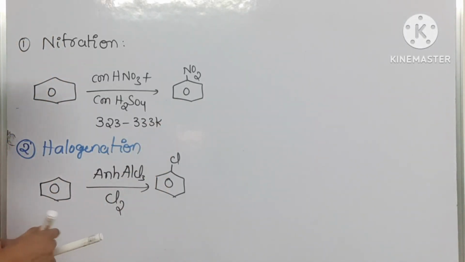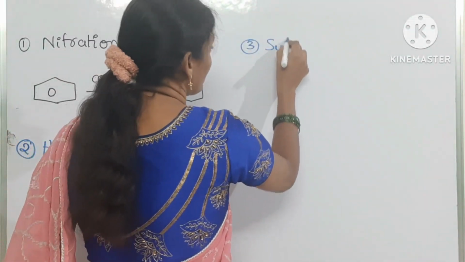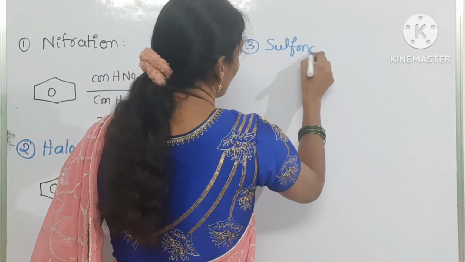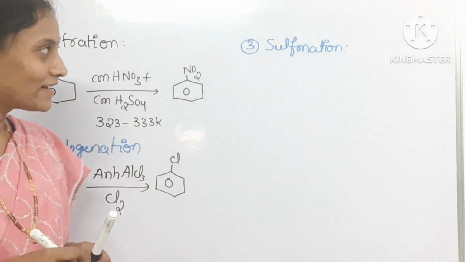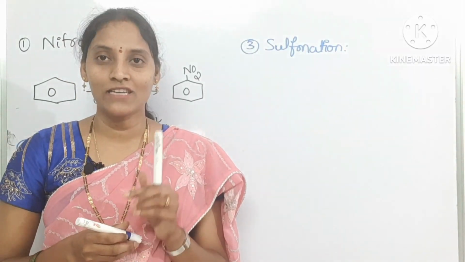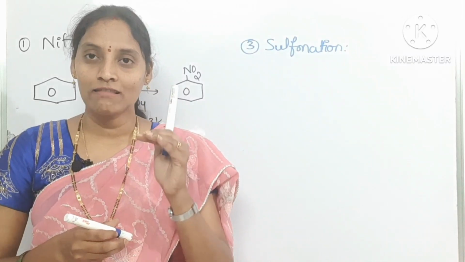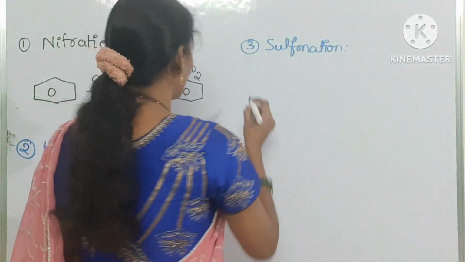Okay. The next one, the third one, is sulfonation. If you take sulfonation here, benzene heated with fuming sulfuric acid, that is also known as oleum, will form benzene sulfonic acid. You can see that reaction here.